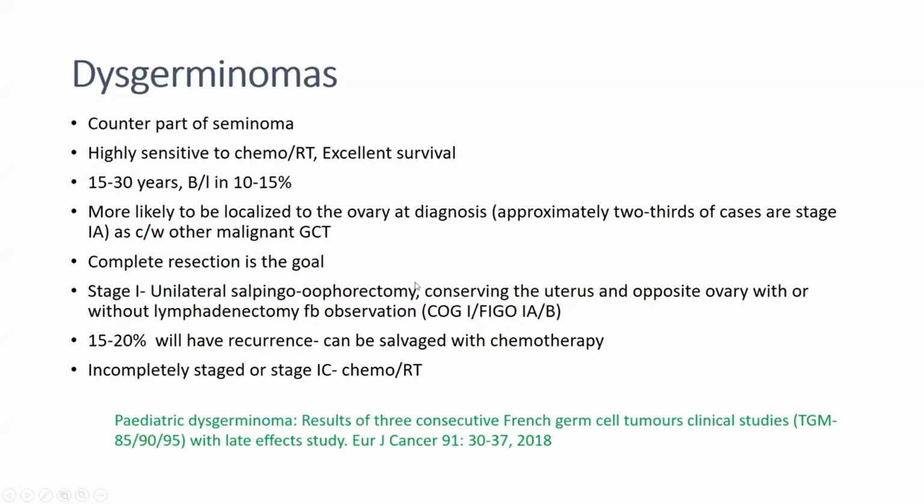So in dysgerminomas, the guidelines are the same for pre-pubertal and post-pubertal patients. For stage 1 tumor, in both age groups, pre and post-pubertal patients, they should be kept on observation after surgery. So this stage 1 is COG stage 1 and FIGO stage 1A and 1B.